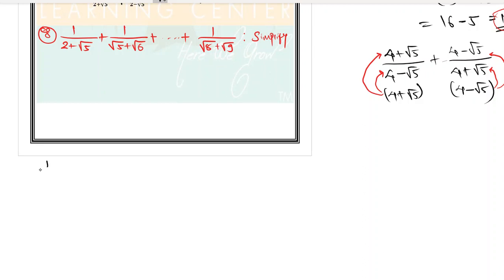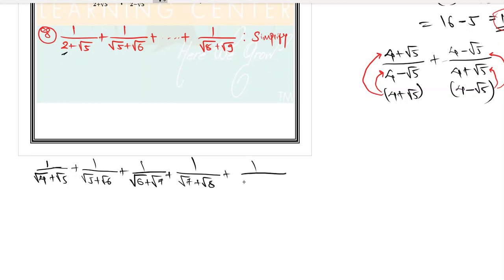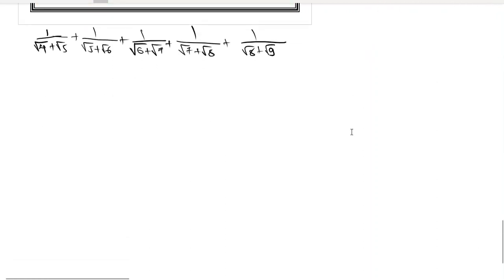If I write this whole question without the dots, how will it look? And also I'm going to write root 4 in place of 2, just to explain to you what is going on over here. I just have to simplify this, okay? So 1 upon root 4 plus root 5, plus 1 upon root 5 plus root 6, plus 1 upon root 6 plus root 7, plus 1 upon root 7 plus root 8, plus 1 upon root 8 plus root 9, which is 3. Okay, so this is what I have to simplify.